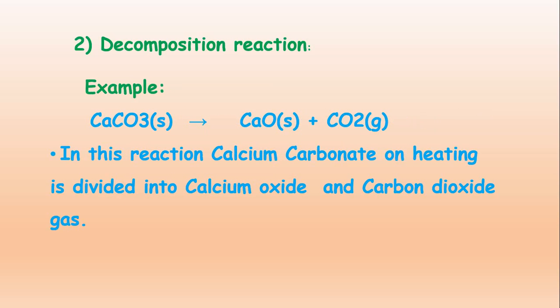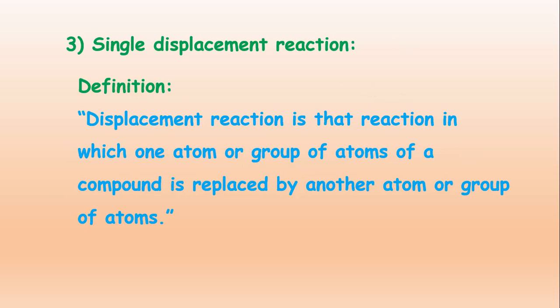Suppose this is the example: here we have a compound, calcium carbonate, and we are heating it. When we heat it, what will happen? It will produce two different compounds: calcium oxide and CO2 gas. In this reaction, calcium carbonate on heating is divided into calcium oxide and carbon dioxide. So this was the second type of chemical reaction. Now we are moving towards the third type, that is the single displacement reaction.